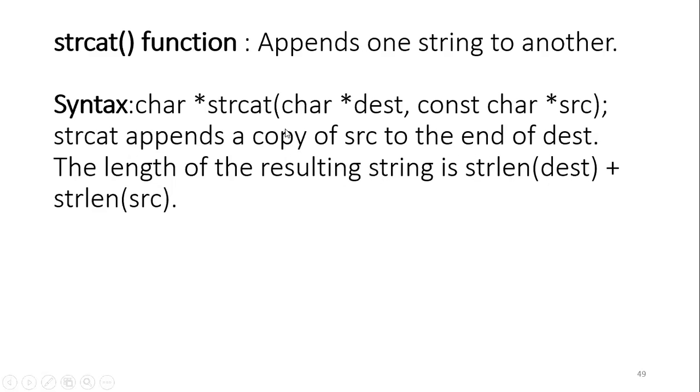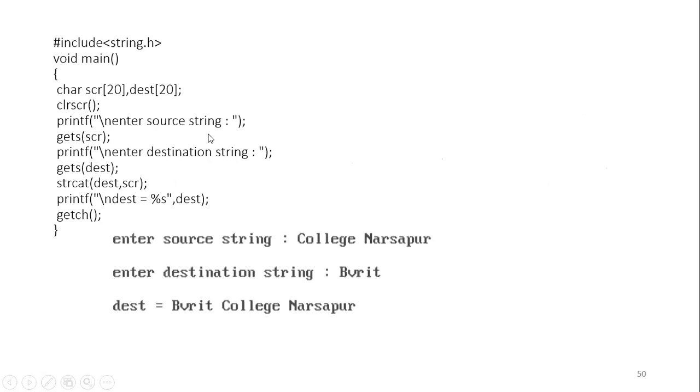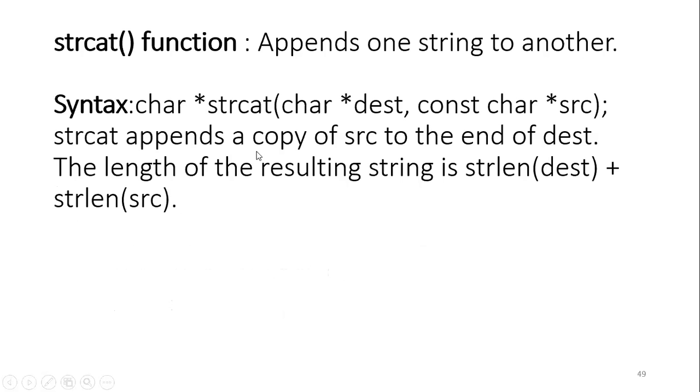We shall discuss this with an example program. Here I have taken source string and destination string, each of 20 characters size. Now enter the source string. I have entered the source string as college Narsapur. Enter the destination string. The destination string I have entered as bvrit. Now the strcat function will accept two strings, here destination string and source string.